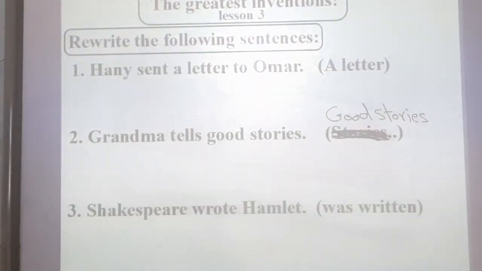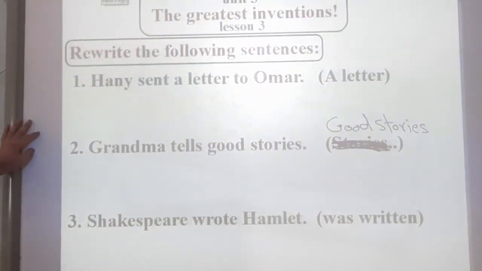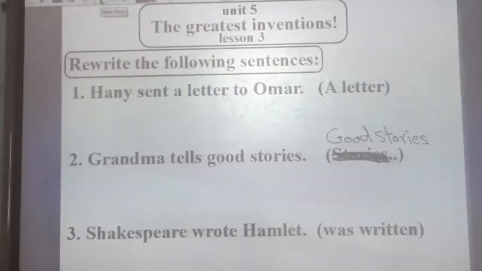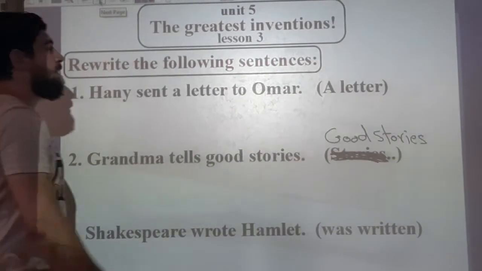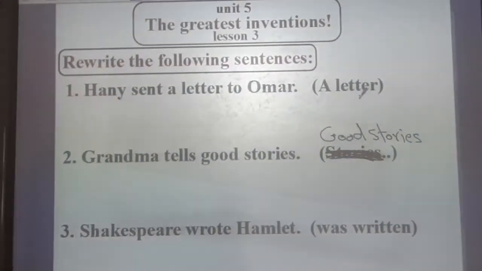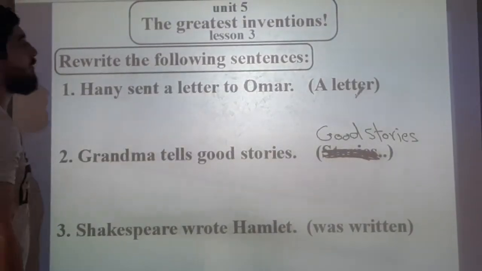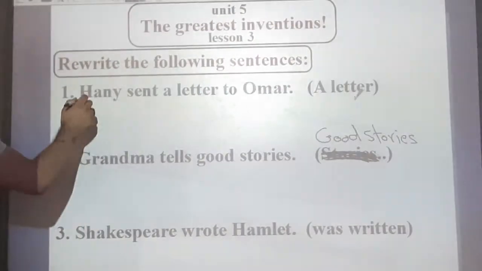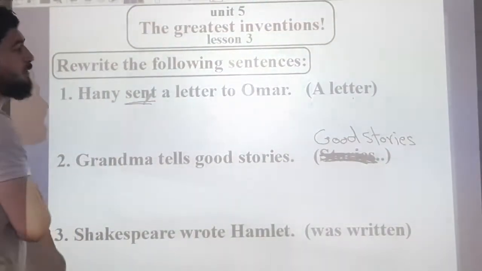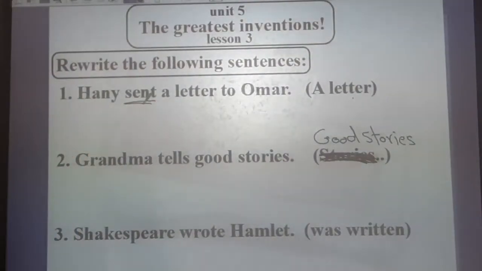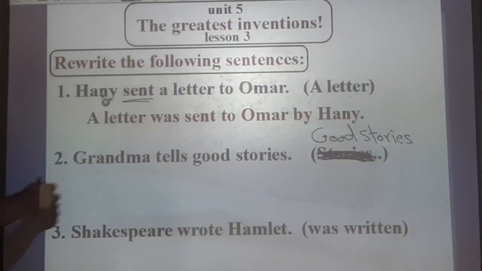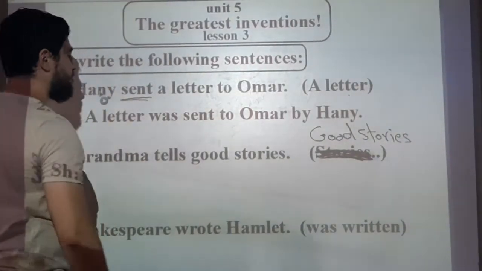Okay, let's practice. We write the following sentences. Number 1, Hani sent a letter to Omar. Hani sent a letter to Omar. We start with a letter. A letter here is the object. So we are in the passive form. So it would be a letter. This sentence is in the past simple, so we use was and were plus past participle. So a letter was sent to Omar by Hani.